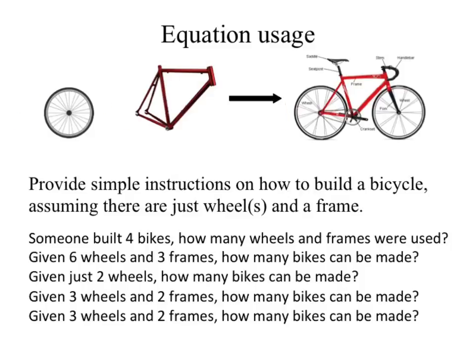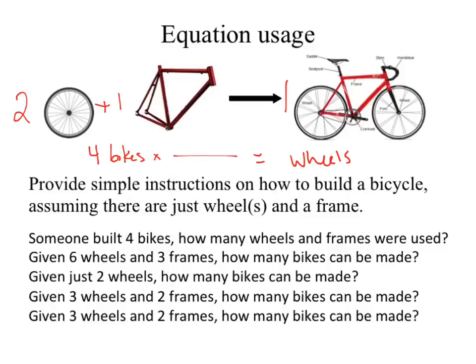Someone built 4 bikes. How many wheels and frames were used? Okay. This is fascinating. You guys are all doing this in your head. I didn't see anybody write anything down. We could write something down for this, because it's what we're asking you to do with chemistry. We have a formula, an equation that tells us 2 wheels plus 1 frame equals 1 bike. If I have 4 bikes, and I'm being asked for the number of wheels, how do I do that conversion?